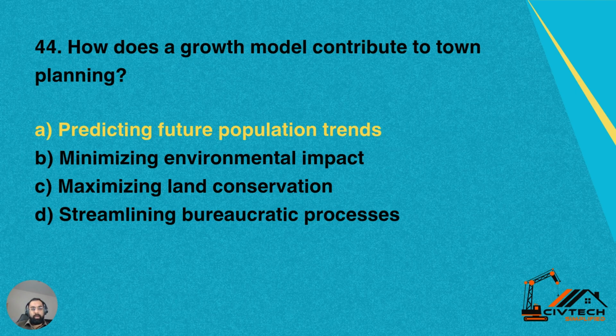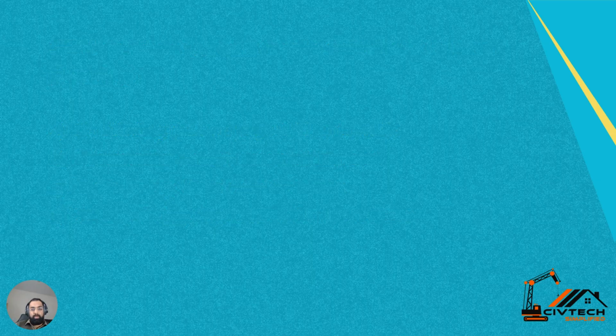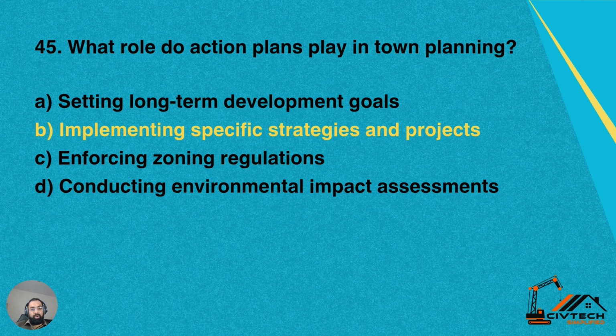Question number 44. How does a growth model contribute to town planning? Number A, predicting future population trends. Growth means increasing population. So option A is correct. B was minimizing environmental impact. C is maximizing land conservation. D is streamlining bureaucratic processes. No. Option A is correct, which is predicting future population trends.